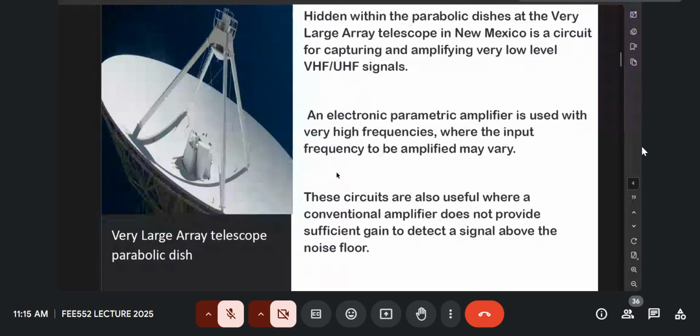In this slide, you can see a parabolic dish. It's called the Very Large Array Telescope, found in New Mexico in the United States. This parabolic dish is used to collect or trap high frequency cosmic signals from deep space, and we use the parametric amplifier circuit so as to amplify those low level signals.